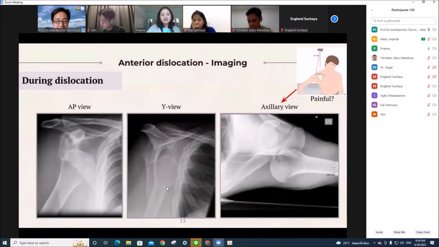And this one is the picture of the anterior dislocation. As you can see in the AP view, the shoulder will move medially and inferiorly, and also in the Y view you can see that the head will be in front of the Y.